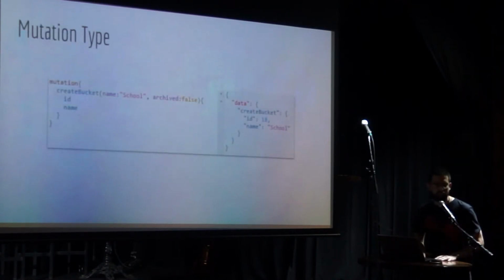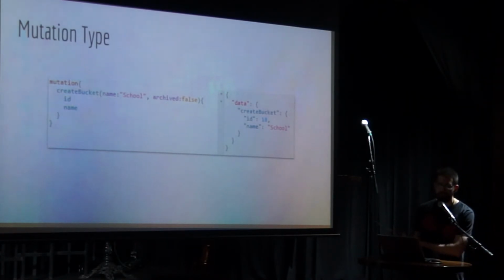We have the mutation type. It's also already defined in GraphQL. It's another special type, and it's similar to the query, but the goal of the mutation type is to request data to be edited in the backend, in the database. So with the mutation type, I can edit things or delete data from the database. In this example here, I have a mutation called createBucket, where I just send two variables for this: the name, and archived, which is false.